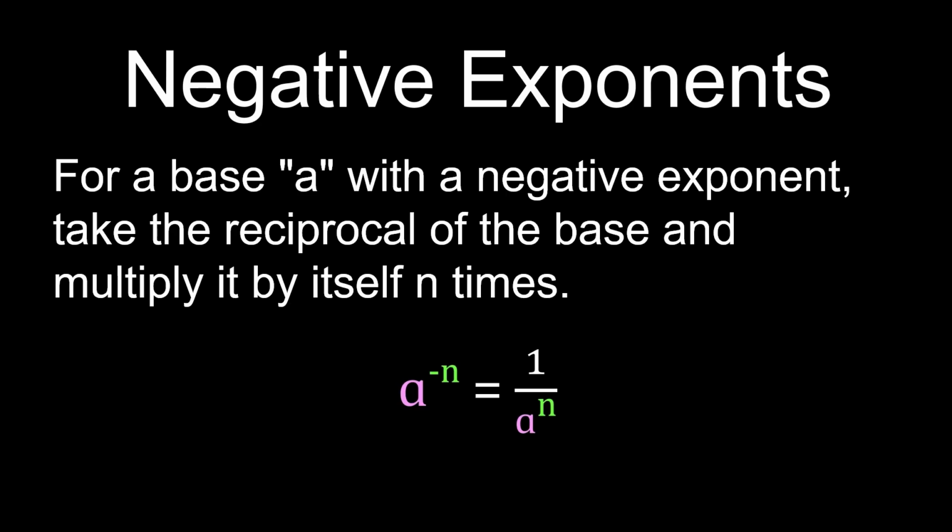When we have negative exponents, the rule is to take the reciprocal of the base and multiply it by itself n times. So if we have a base of a, the reciprocal is 1 over a, and the exponent had been negative n, but we're going to keep the n part for our exponent, so 1 over a to the n power.